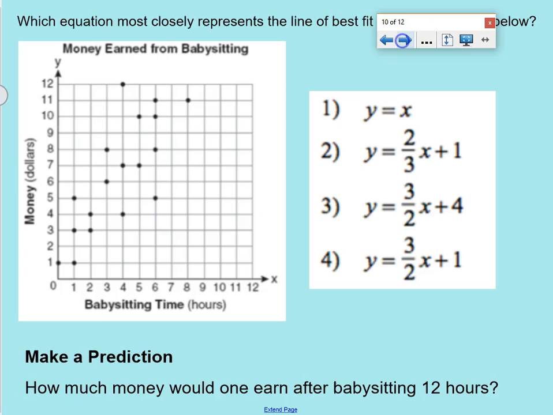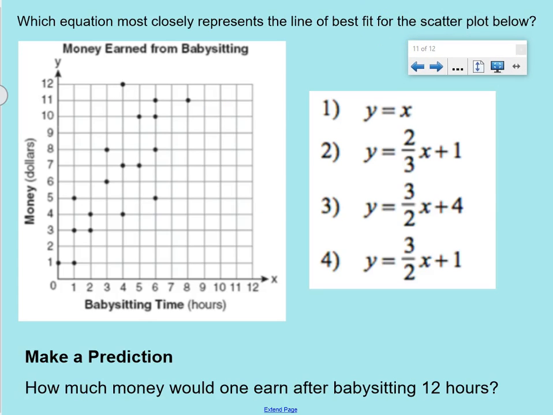All right, second example. Which equation most closely represents the line of best fit for the scatterplot below? So this is multiple choice. And with multiple choice, there are many ways to answer the question. If you know the answer, you can just choose the right answer. But in a case like this where we're not quite sure what that line of best fit would be, use the process of elimination. Let's graph each of these lines and see which one would actually be the line of best fit. That's all we have to do.